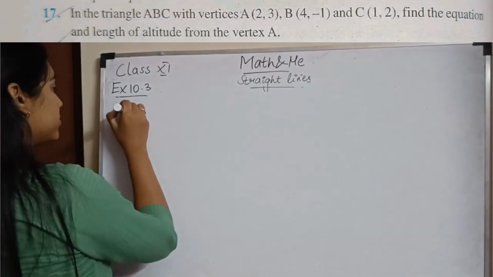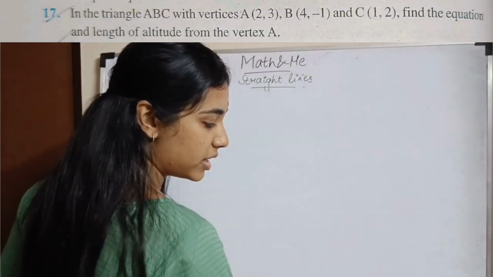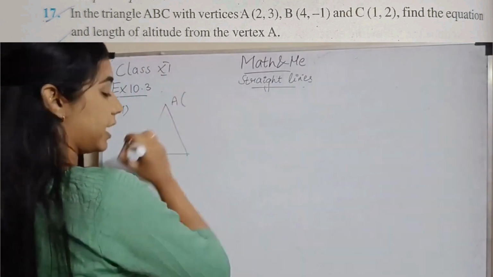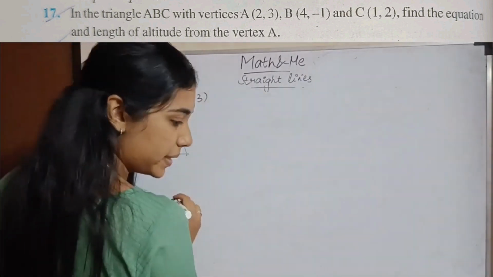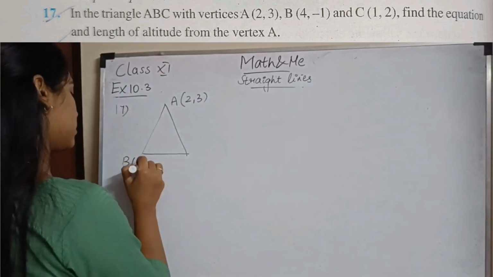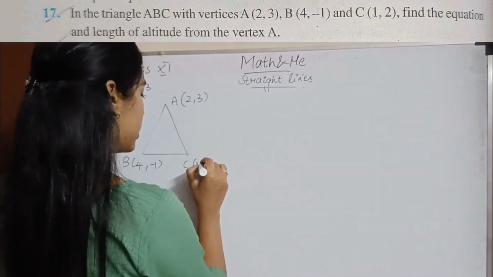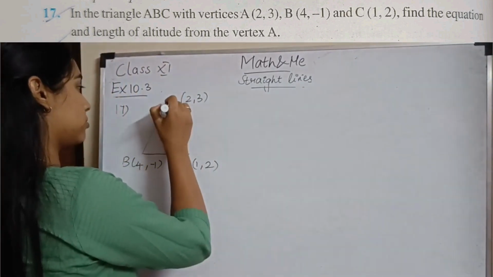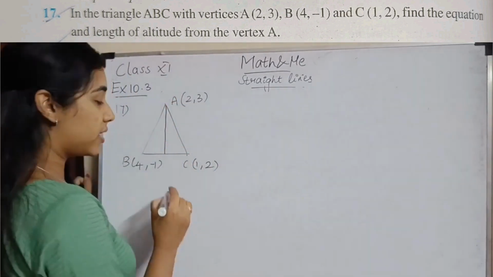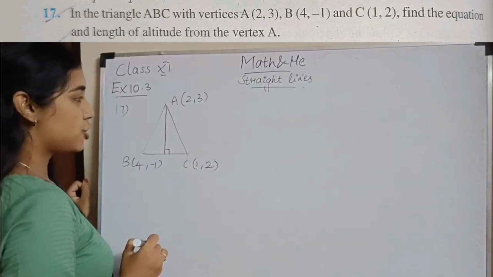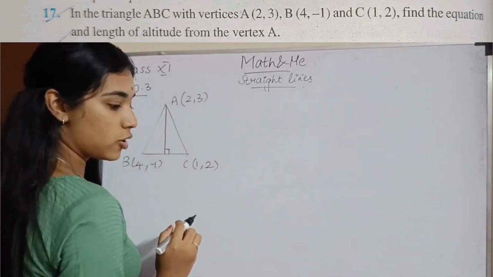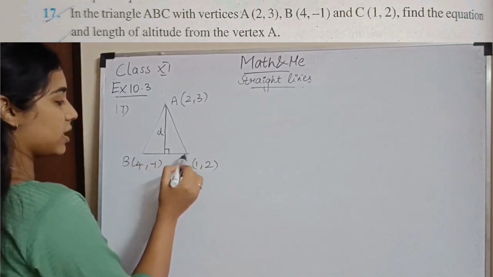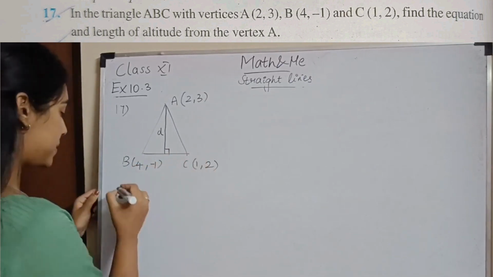Okay. 17. In triangle ABC with vertices 2, 3, 4, minus 1, 1, 2. So I have a triangle with A 2, 3, B 4, minus 1 and C 1, 2. Find the equations and the length of an altitude from the vertex A. So this is given to be the altitude. Altitude makes an angle of 90 degrees with the line. So you need to find the equation of this particular altitude and also the length. So let this length be D. So if the equation you have this particular line with 2 points, let us find the slope of BC.